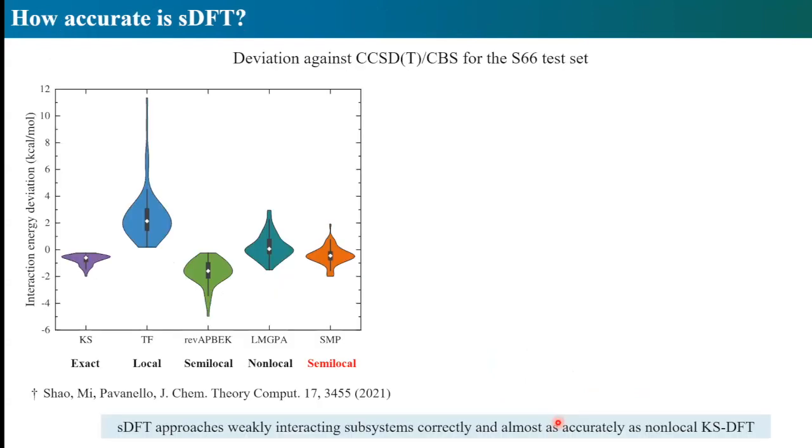So how accurate is sDFT? Commonly people use the S66 test set, and we tested the interaction energy for different kinetic energy functionals, including local, semi-local, and non-local. We also recently developed new semi-local functionals just for subsystem DFT. And from here, we can see that for these weakly interacting systems, sDFT can approach correctly and is almost as accurate as non-local Kohn-Sham DFT.